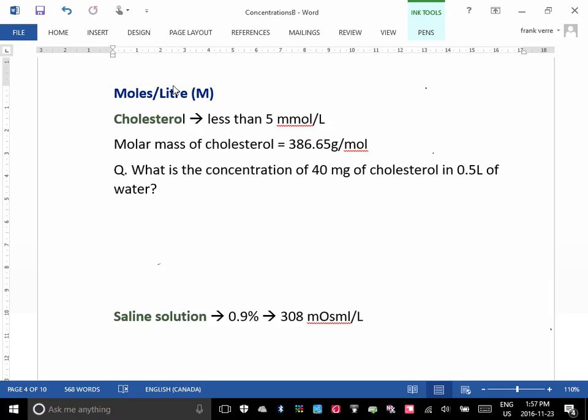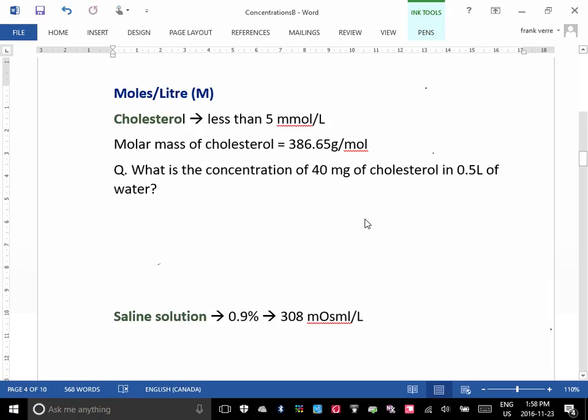And we've been working with the mole for a while now. So let me give you a practical example. You go to a doctor and they measure cholesterol levels, right? And they'll tell you if it's too high or too low. It comes back as a concentration. So the concentration is generally, if it's less than 5 millimoles per liter, you're okay. Now, what's a millimole?